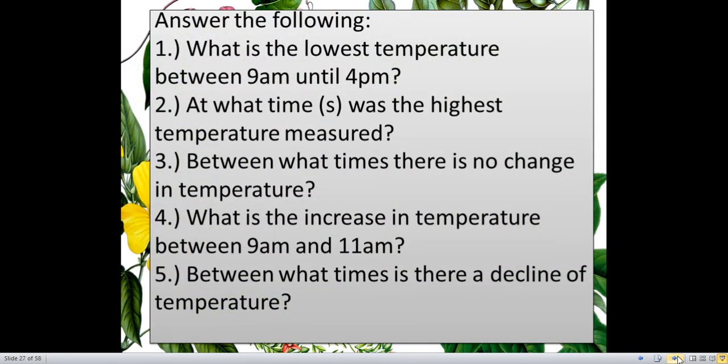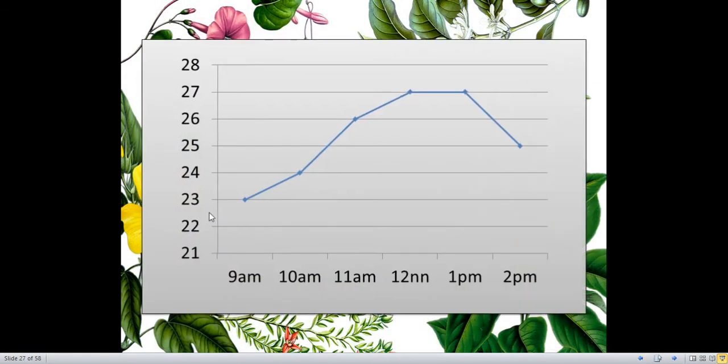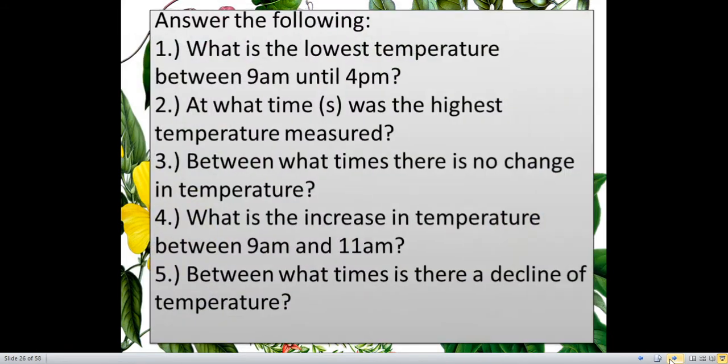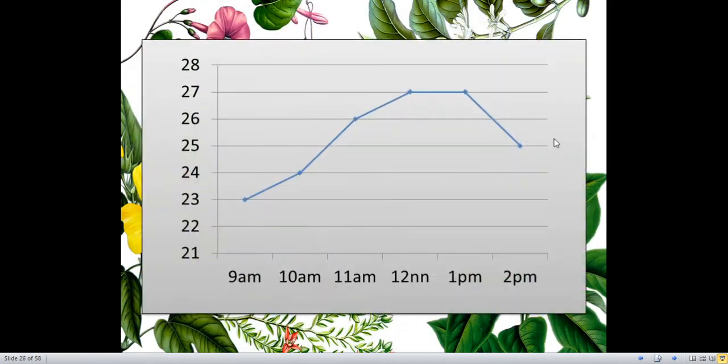Next, what is the increase in temperature between 9 a.m. and 11 a.m.? This is our 9 a.m. and 11 a.m. is 26, so that will be 3 degrees Celsius. For the last one, between what times is there a decline of temperature? Okay, that will be 1 p.m. and 3 p.m.